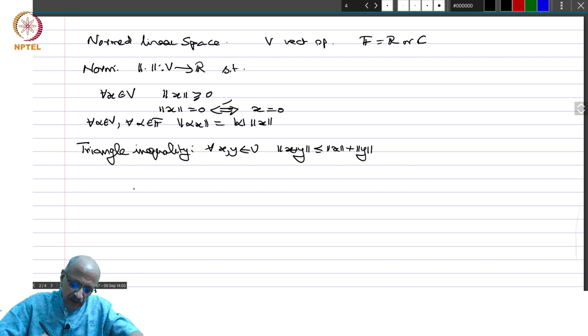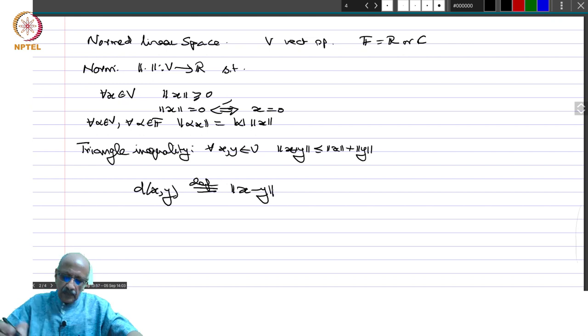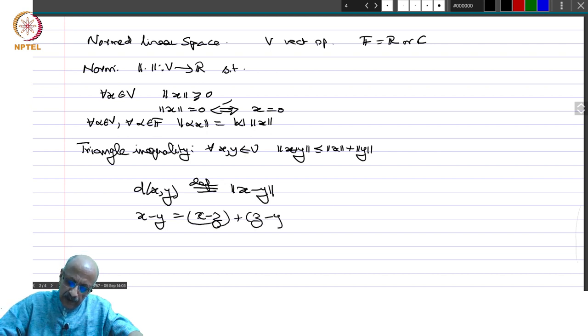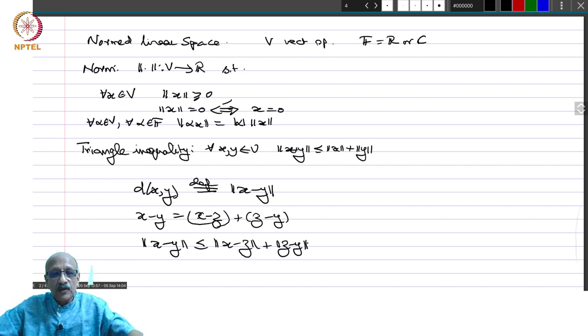So given a normed linear space, we can define a metric d(x, y) as norm of x minus y. So it is clear that d(x, y) is non-negative. d(x, y) is 0 if and only if x equals y. Now if you have x, y and z, then x minus y can be written as x minus z plus z minus y, and therefore by the triangle inequality we get that norm of x minus y is less than or equal to norm of x minus z plus norm of z minus y, namely the distance function d satisfies the usual triangle inequality for a metric, and therefore that is why we have the same name for these two inequalities.